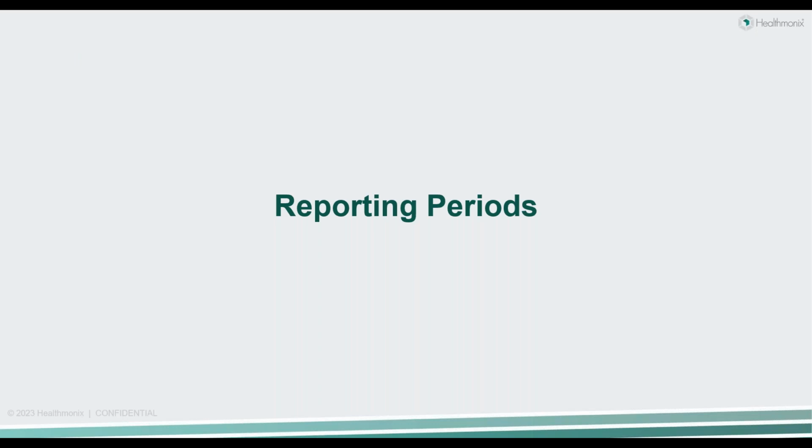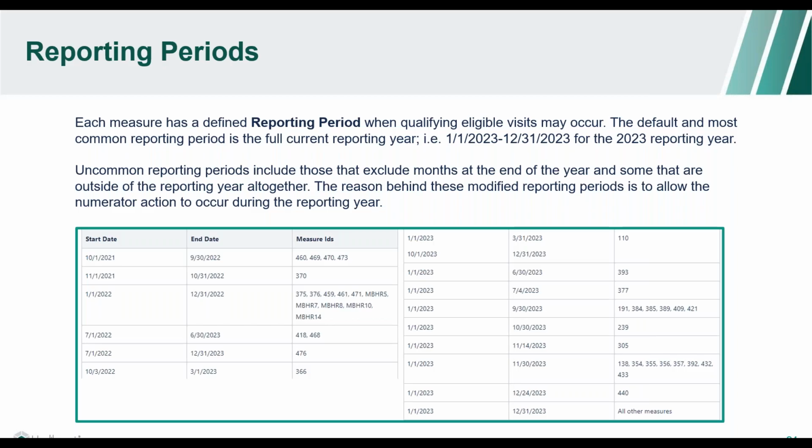Reporting periods are also a feature that is required by measures. If we go to the next slide, we will see that there are different types of reporting periods by measure. The default is the current full reporting year, which is January 1st of the current year, 2023, through December 31st of 2023. However, some measures do have different reporting periods, and the deviation from the traditional time frame is applicable when a measure needs to allow the numerator action to occur during the said reporting period.